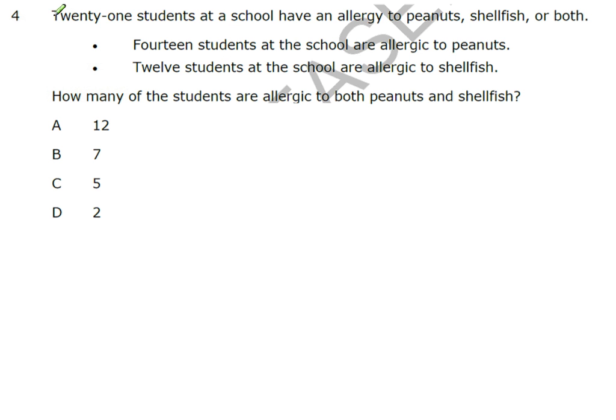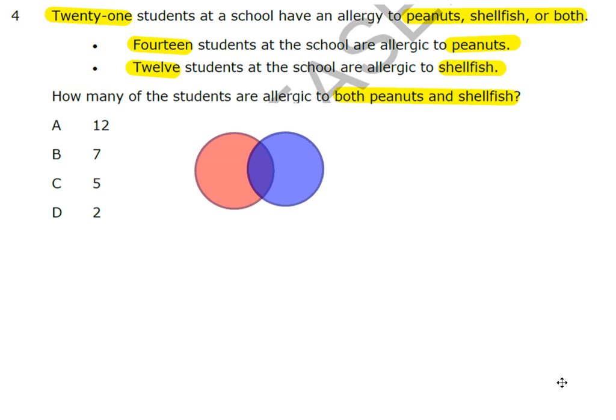I'm going to highlight some key information. We have 21 students that have an allergy to peanuts, shellfish, or both. 14 students are allergic to peanuts. 12 students are allergic to shellfish. How many of the students are allergic to both peanuts and shellfish? Now, this problem should make Venn diagrams pop into your head right when you see it. So, I've already prepared a Venn diagram.